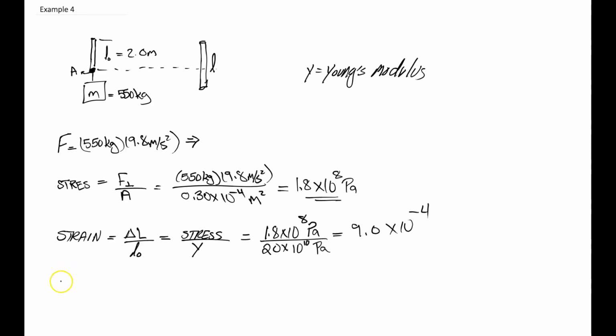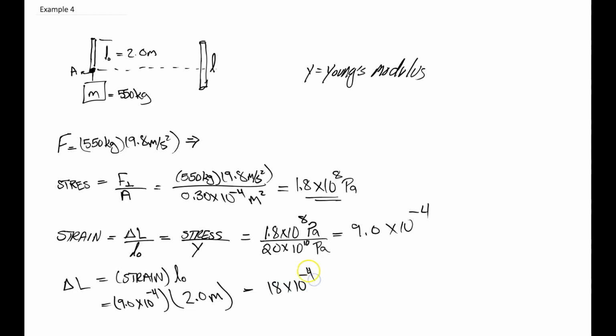So now the elongation, delta L, we can write as the strain times the original length if we use this first equation, which is going to be 9.0 times 10 to the negative 4th times the original length of 2 meters, which gives us 18 times 10 to the negative 4th meters, which is the same as 1.8 millimeters.